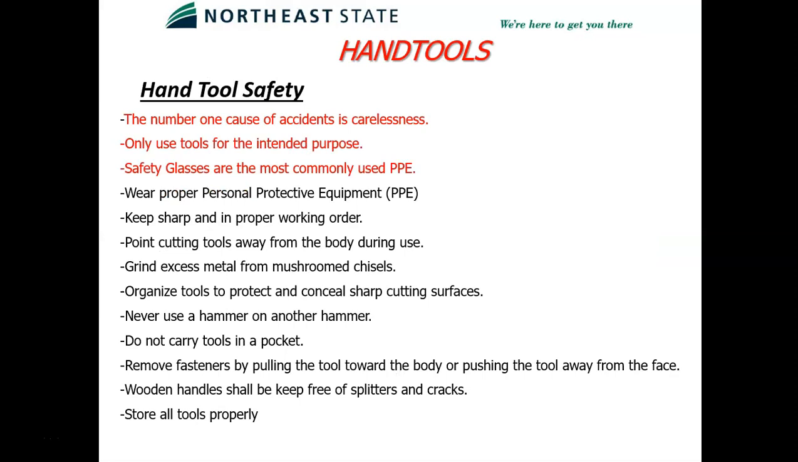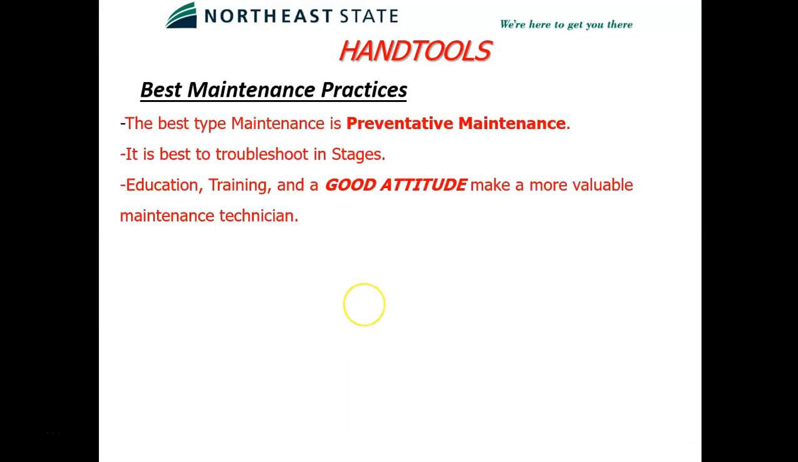All right, we're getting into the end of it now, the hand tool safety. Shooting for 1 hour and about to overgo that. But hand tool safety. The number one cause for accidents is carelessness. Only use tools for their intended purpose. Safety glasses are your most commonly used PPE. And those three are red. You can read down through the other ones. If you're at leisure, we've got the presentation available for you.